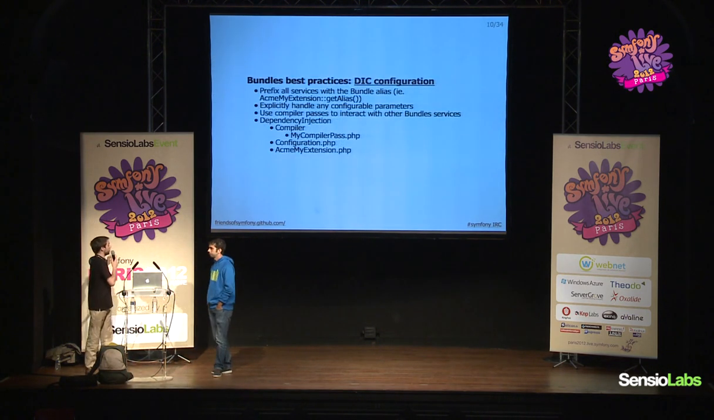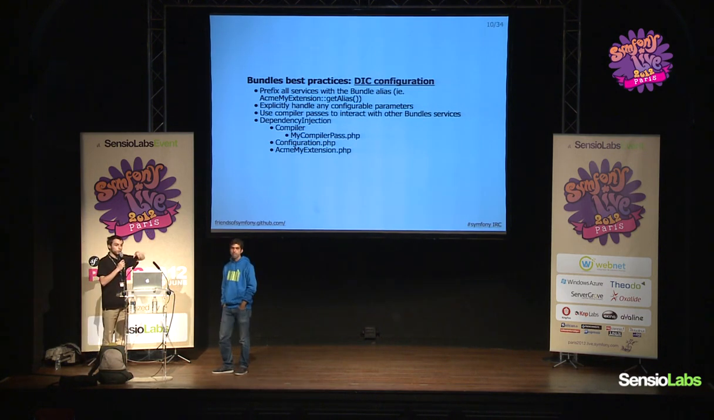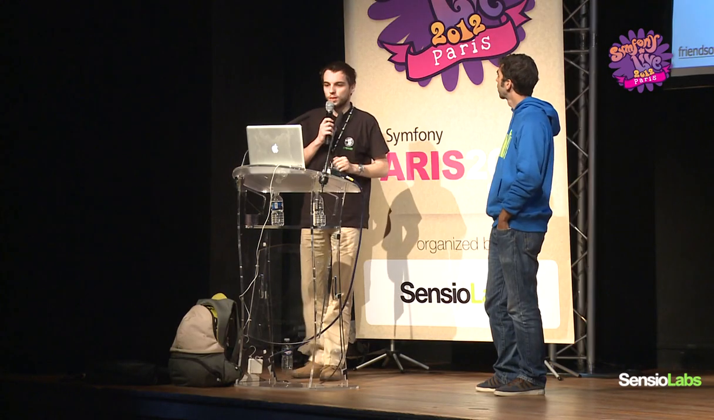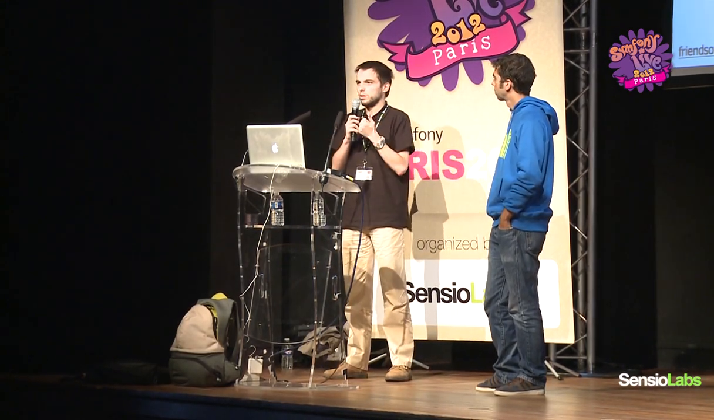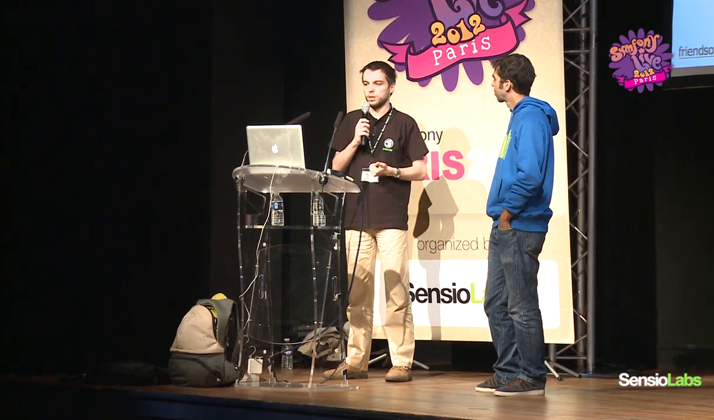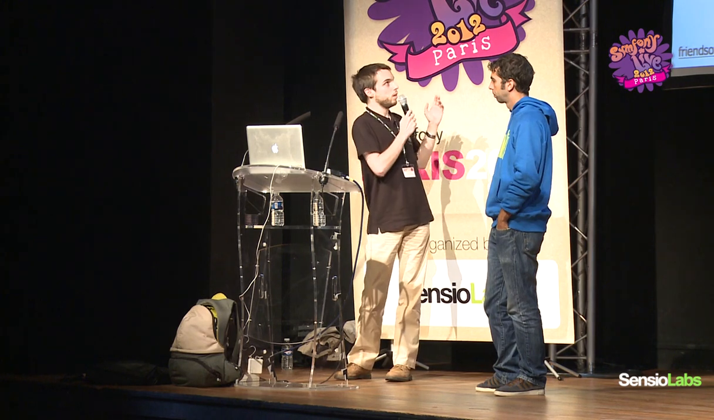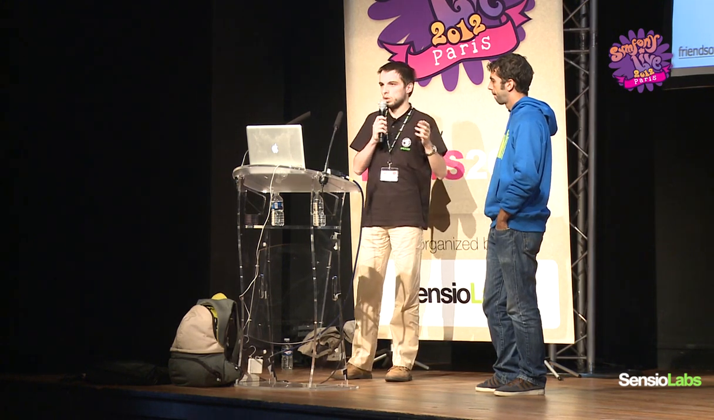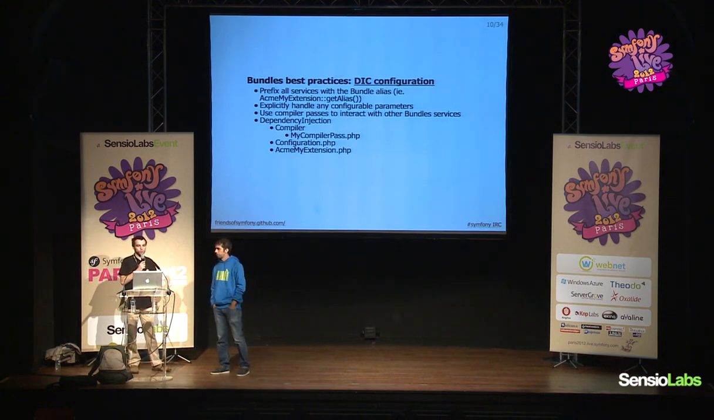Okay, so then to configure the bundle, I will not detail too much there because we just have to talk about it, but prefix all services with the alias of the bundle, because otherwise you will have conflicts and it will replace other services. So for instance, in the Acme My bundle, all services will start with acme_my. something, which is what the getAlias method of the extension will return.